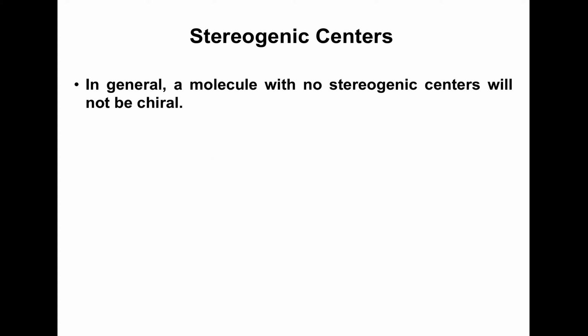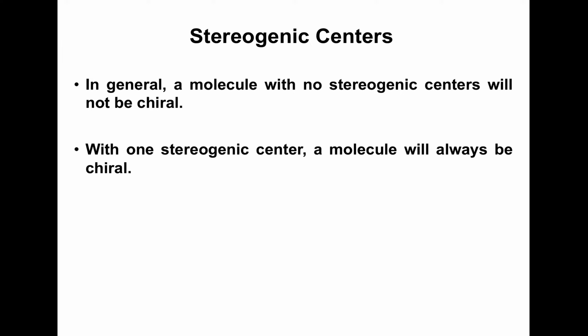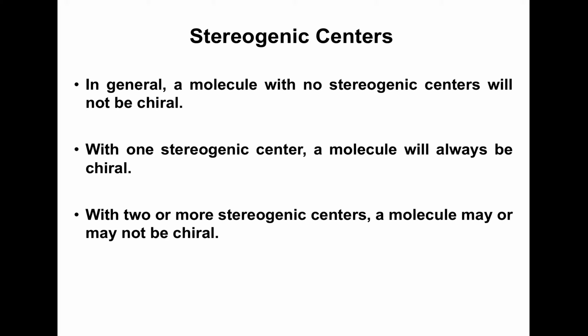In general, when a molecule has no chiral centers, it's not chiral. There are a few exceptions to that. When a molecule has one stereocenter, the molecule will always be chiral. When there are two stereocenters, there are two possibilities. If the molecule does not have a plane of symmetry, the molecule will be chiral. But if the molecule presents a plane of symmetry, then it will be achiral.